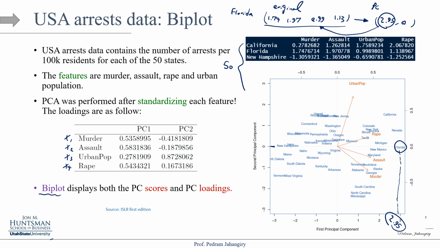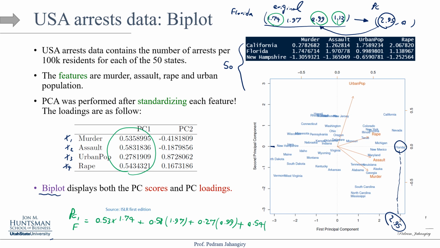So let's go ahead and plug those numbers in. I'm going to use this formula. Your PC1 for Florida is going to be equal to what? We have 0.53 multiplied by, look at the murder, 1.74, plus 0.58 multiplied by 1.97, plus 0.27 multiplied by 0.99, and finally 0.54 multiplied by 1.13. If you do the math, you should get something close to 2.95.